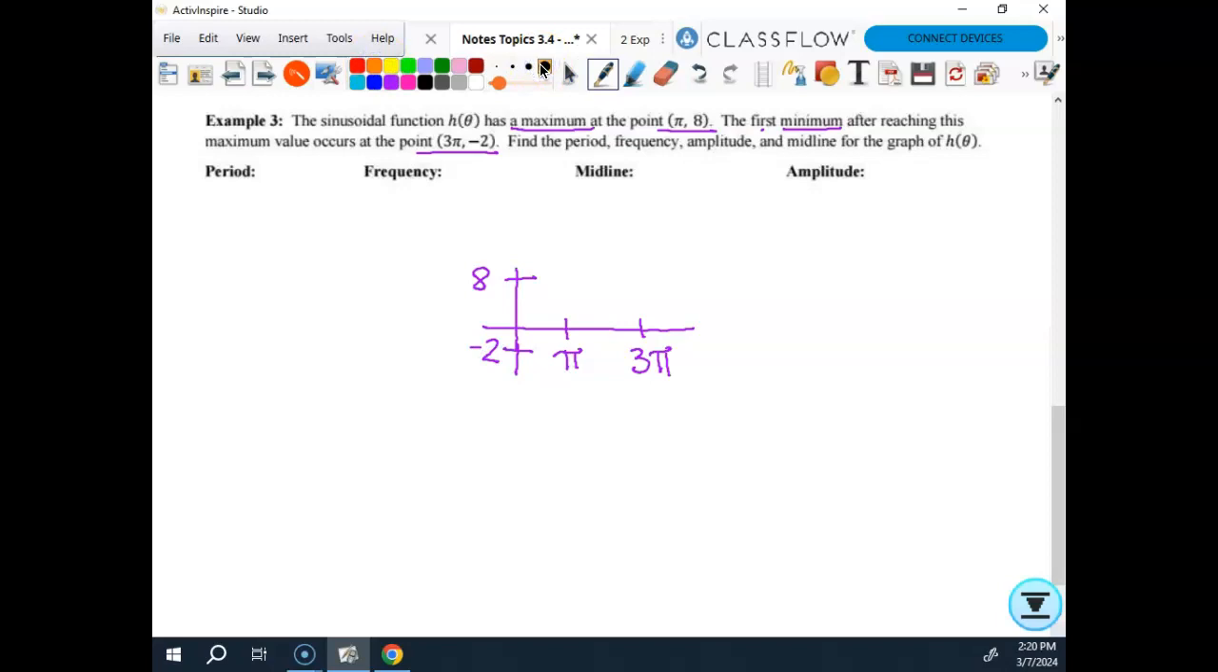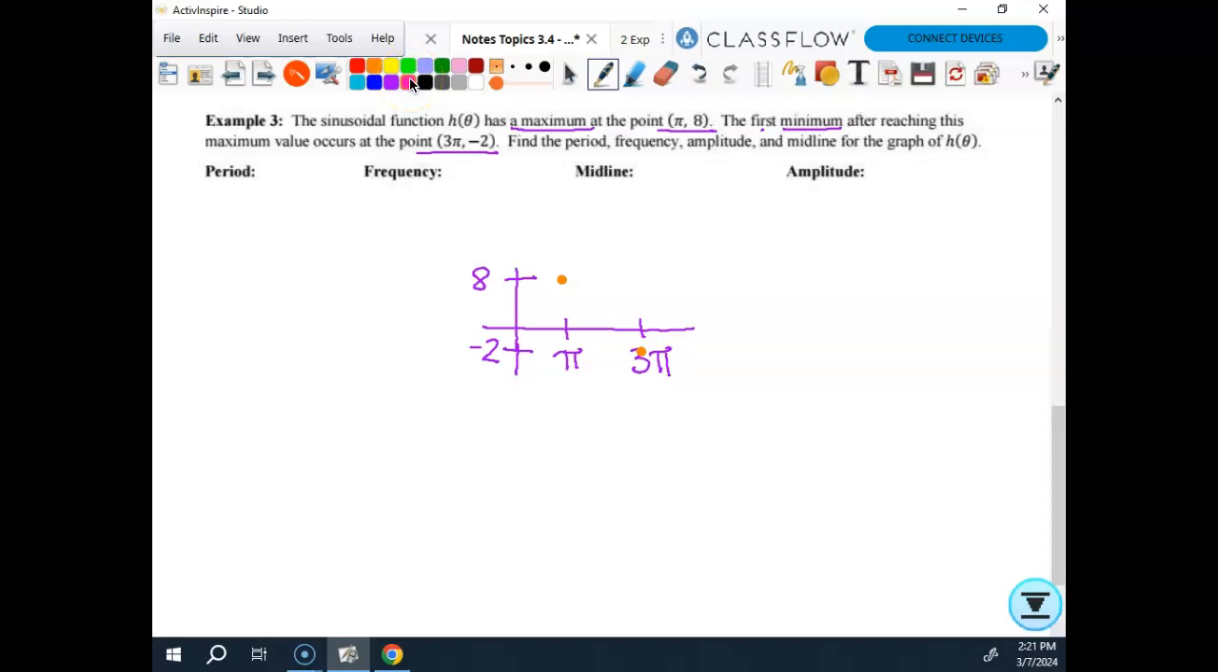Okay. So my first point, which is pi, 8, would be here. And my second point they gave me, which is 3 pi, -2, would be here, which is inside my 3, but that's totally fine. Okay. Everybody with me so far?